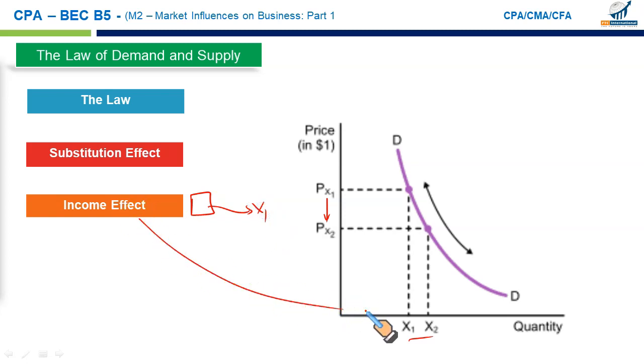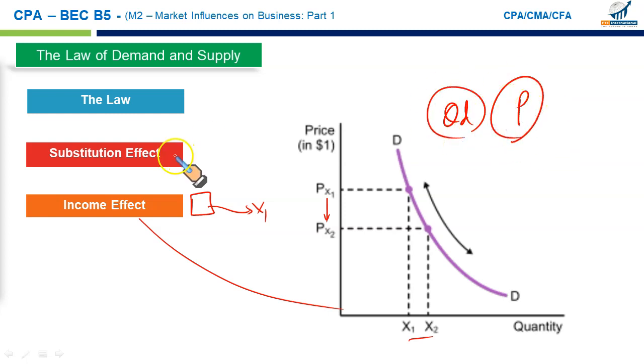So we can say that the quantity demanded and the price, they are inversely related with one another, and this inverse relationship is because of the substitution effect and the income effect.